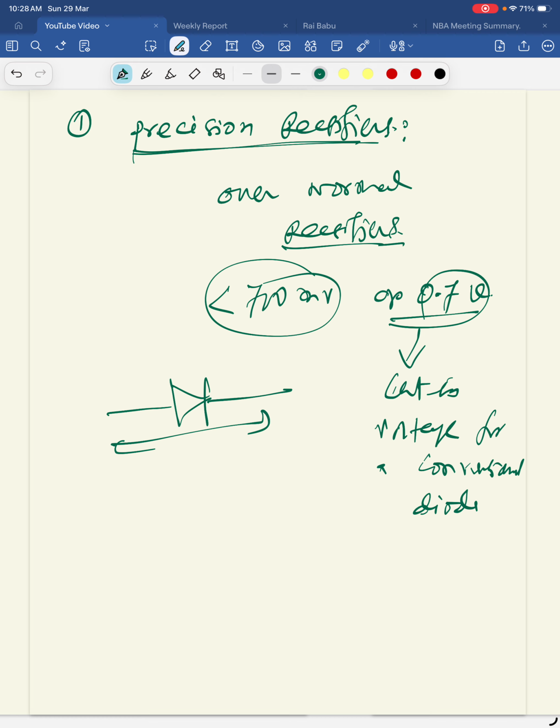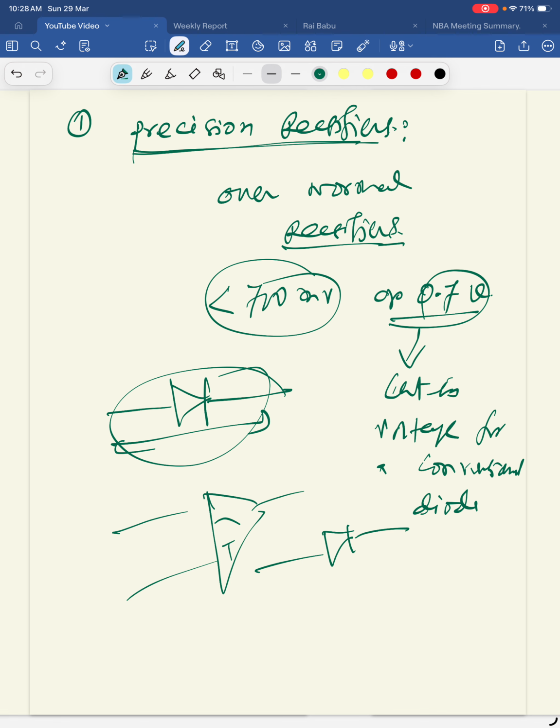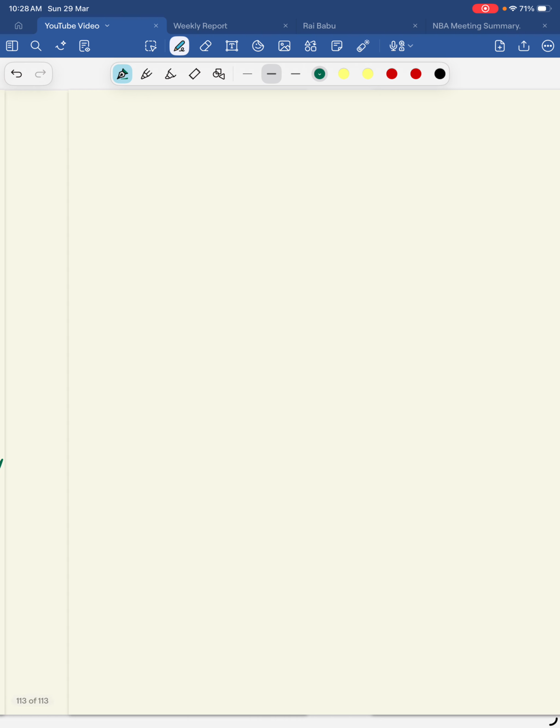Over there we are using an operational amplifier, and along with it we are using diodes. We are not using only diodes; here we also have operational amplifiers, and based on that we use these diodes. So combining these two, we make the precision rectifier. I will not waste our time, I will go directly to the rectifier circuit.